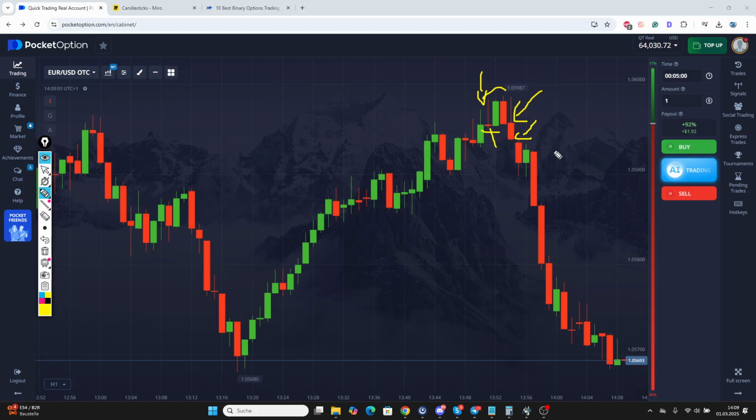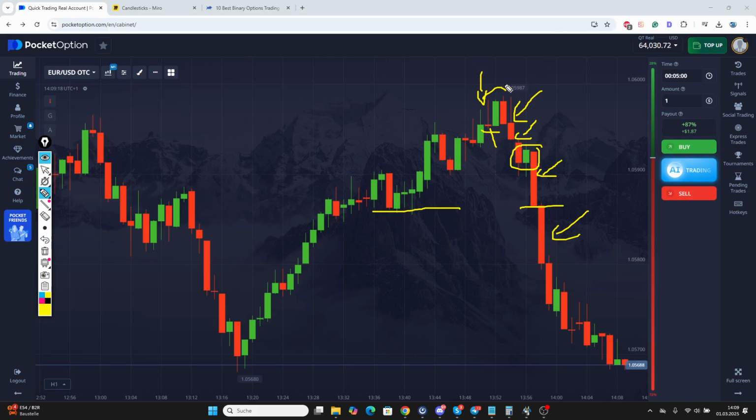Super easily. Then you see a color change. Green, red. You could go in here and trade this candle. Here it's a little bit difficult because we are going against this low. So always keep in mind lows and highs, super important.